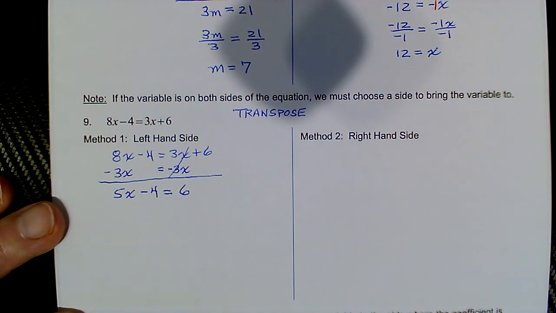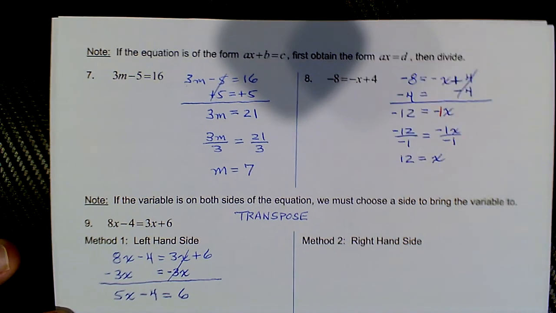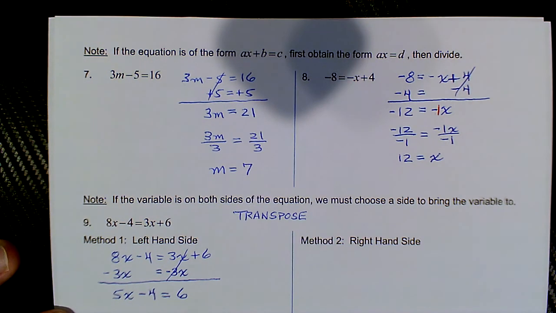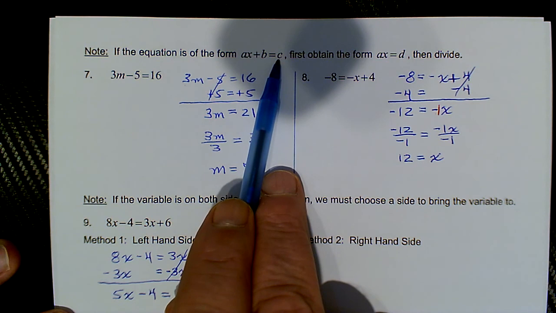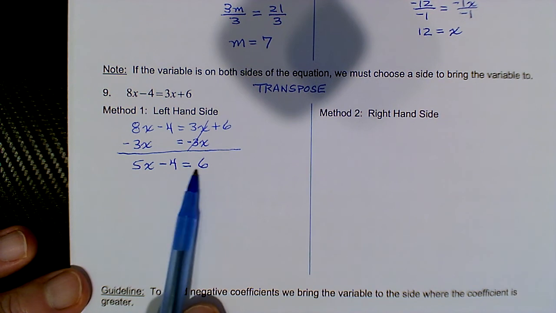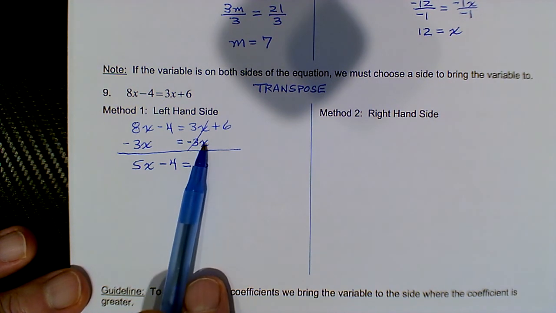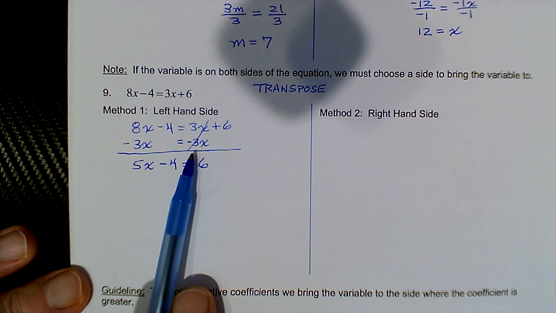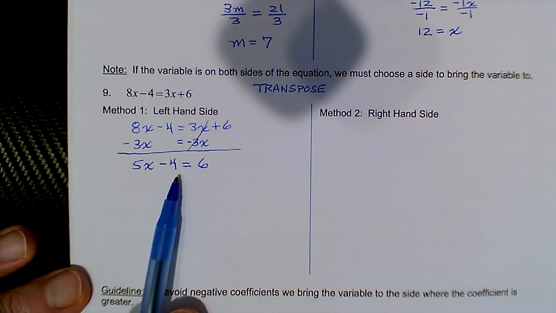So notice at this point we have an equation identical to the previous examples. It's now of the form ax plus b equaling c, where we have the variable and a constant equal to a constant. So we always want to move the variable first. And then once you get the variable on one side, you have to get the numbers on the other side.